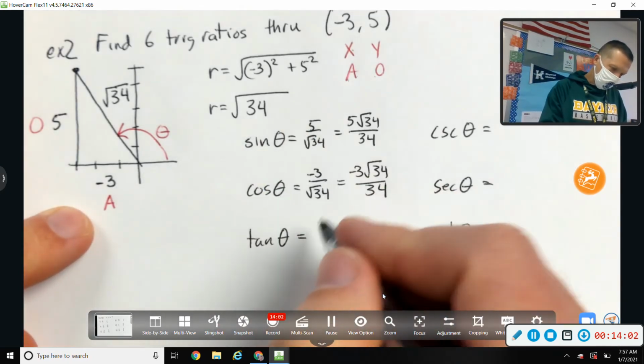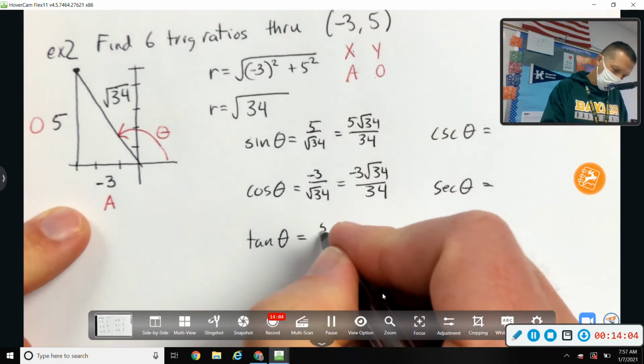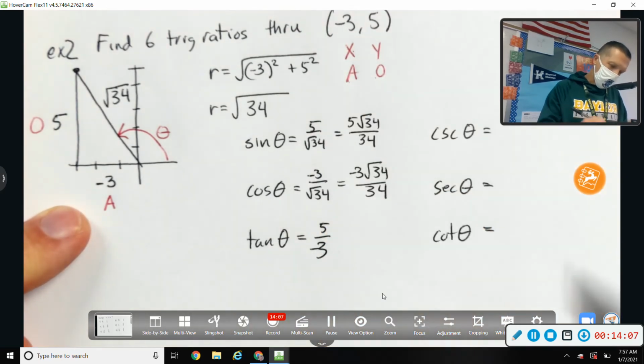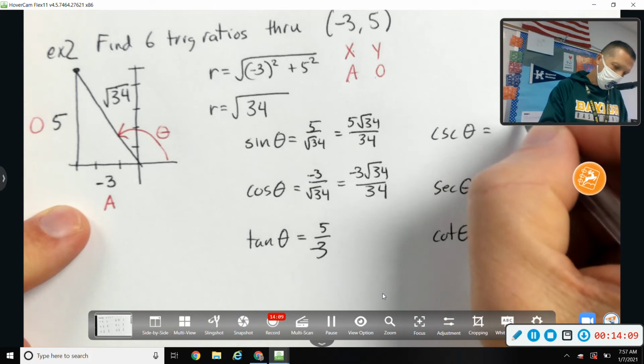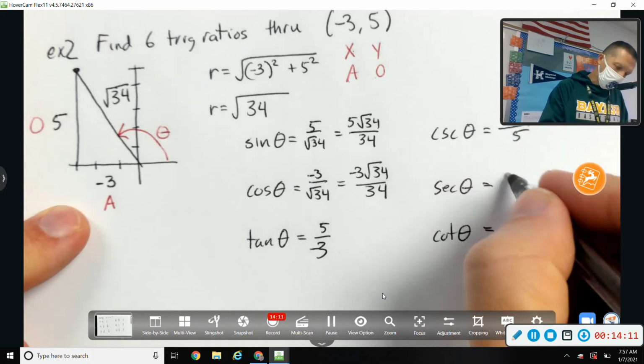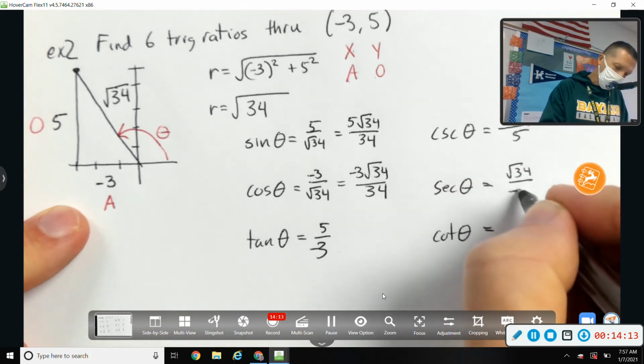Let's see, tangent is opposite over adjacent. And then just the flips. Hey, sometimes the flips are even easier than the originals, because there's nothing to fix.